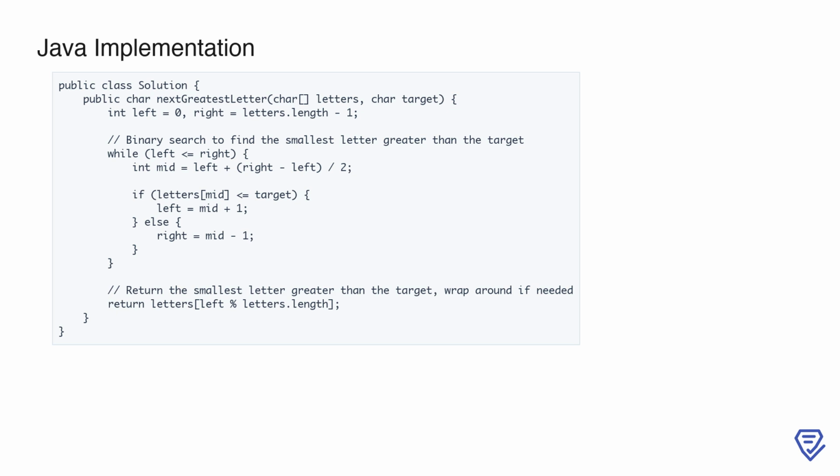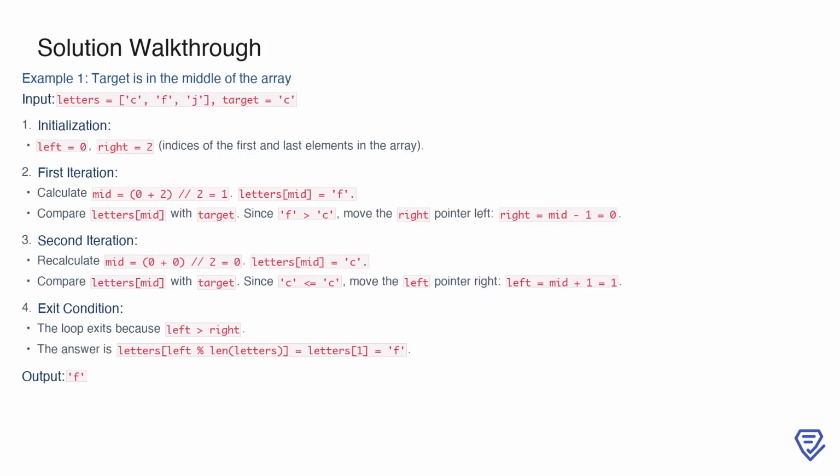Here, we are solving the problem for the input letters equals C, F, J, and target equals C. First, we initialize two pointers, left at 0 and right at 2, which represent the indices of the first and last elements in the array. In the first iteration, we calculate the midpoint using the formula, (left + right) // 2, which gives mid equals 1. The letter at this midpoint is F.